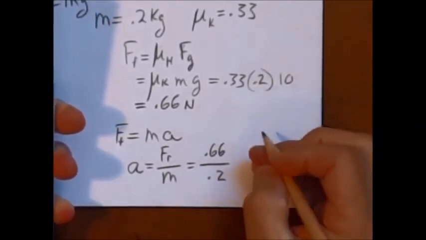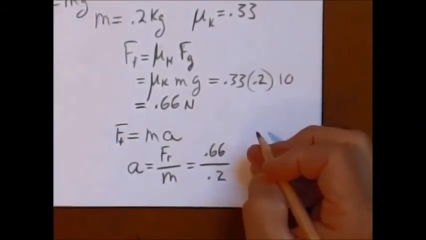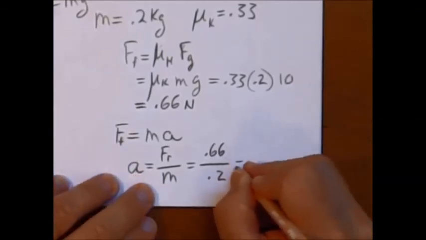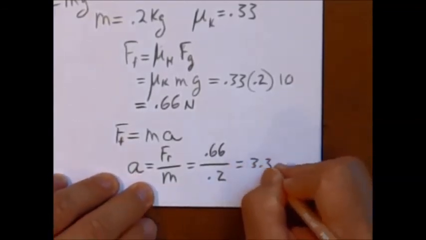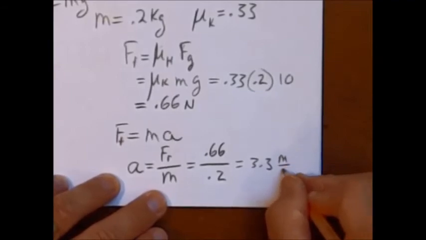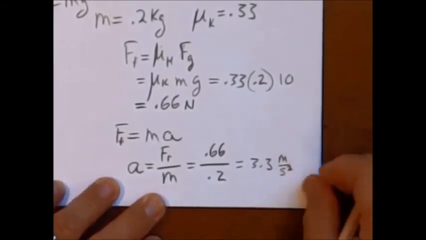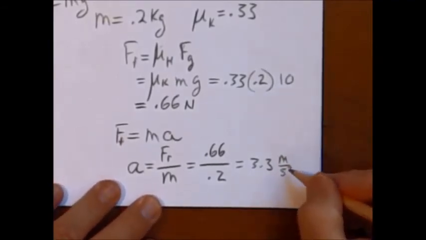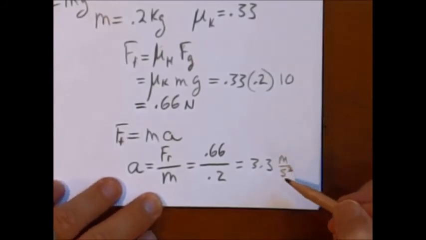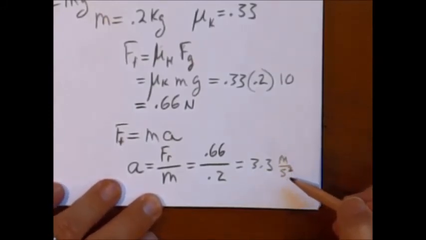Okay, if I get my calculator, 0.66 divided by 0.2, 3.3. 3.3 what? 3.3 meters per second squared. We know that because we're using standard equations with variables with standard units.